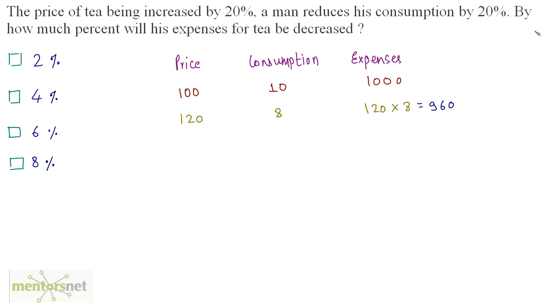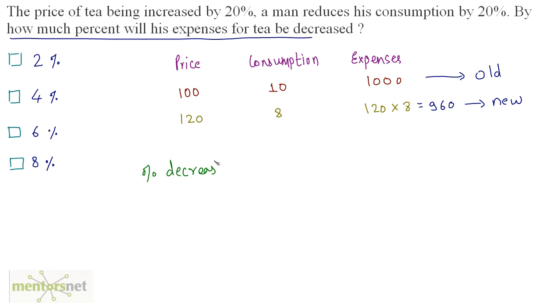Now it is asked by how much percent will his expenses for tea be decreased. So there is a percentage decrease in the expenses. This was the old value and this is the new value, and we have to calculate the percentage decrease. So percentage decrease in the expenses of this person is equal to the new value 960 minus the old value, which is 1000, divided by the old value, which is 1000, times 100. So these zeros I can cancel out.